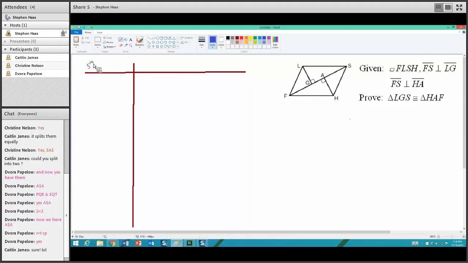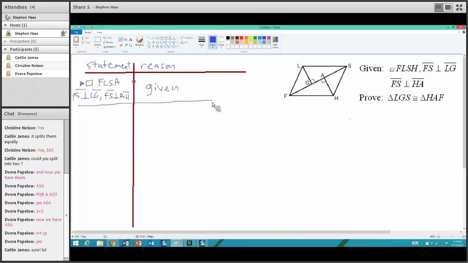All right, statements. Reason. And we've got a quadrilateral here. We've got that symbol, by the way, next to FSLH, that means parallelogram. A symbol that looks like a parallelogram means a parallelogram. FLSH, which is given. FS is perpendicular to LG, and FS is perpendicular to AH. And again, all those things are true because they're givens.